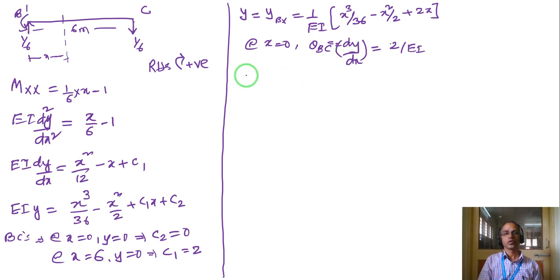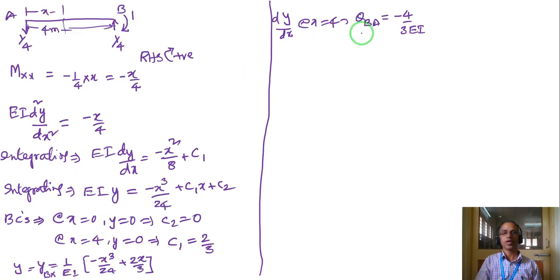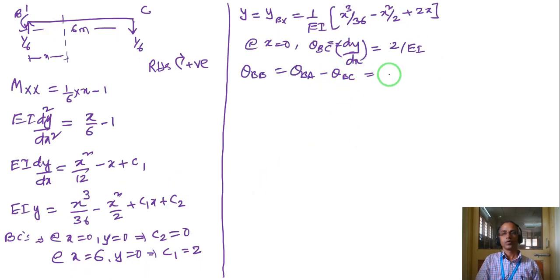So now the slope at point B is theta BB, which is equal to theta BA minus theta BC. Theta BA we got in the previous slide, minus 4 by 3EI. Theta BC I got 2 by EI. Total is minus 10 by 3EI.